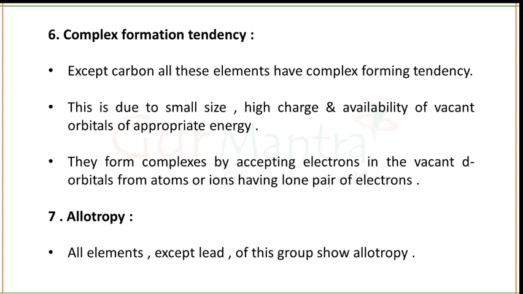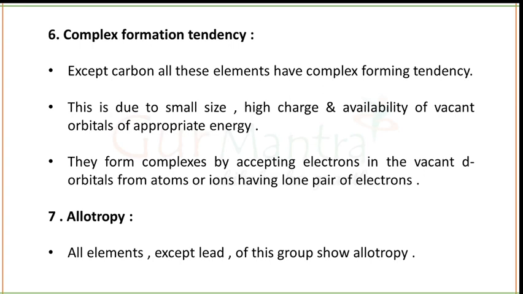Next is the complex formation tendency. Except carbon, all the rest of the elements can form complexes. Why does this complex formation tendency occur? The reason is small size, high charge and availability of vacant orbitals. These complexes are formed by accepting electrons in the vacant d orbitals from atoms or ions having lone pairs of electrons.